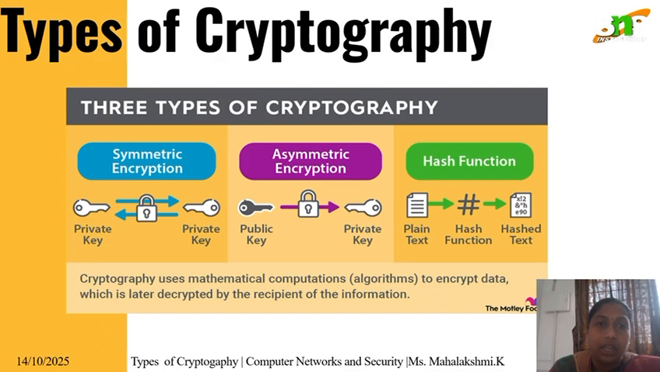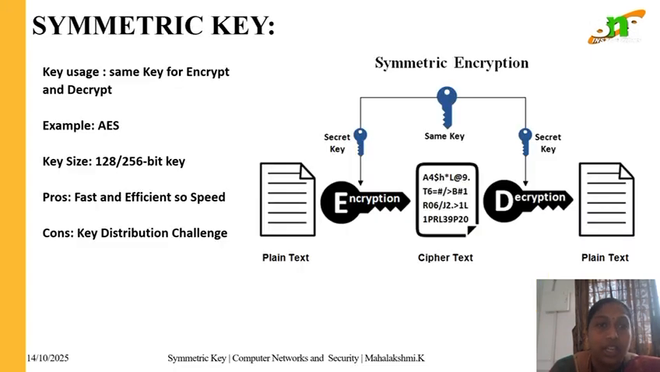There are three types of cryptography: symmetric encryption, asymmetric encryption, and finally hash functions. Symmetric key encryption uses the same key for the encrypting and decrypting process. The plain text is encrypted into ciphertext, then finally decrypted back to plain text. In this symmetric key process we are using the same key, which is called the secret key.